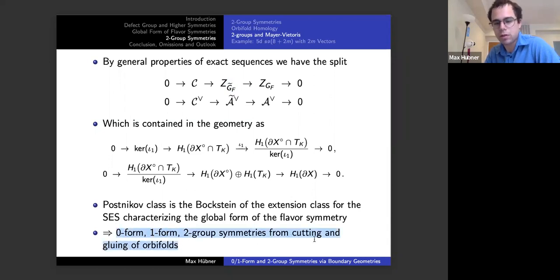Okay, so this last sentence is what we've arrived at. We've computed the zero-form, one-form, and two-group symmetries from cutting and gluing constructions for orbifolds.